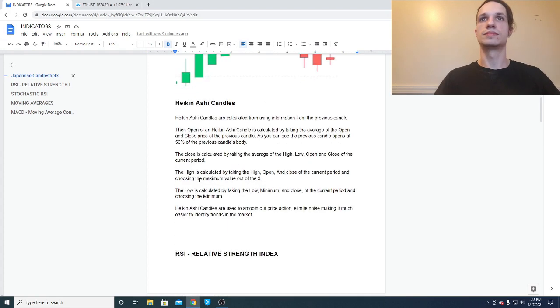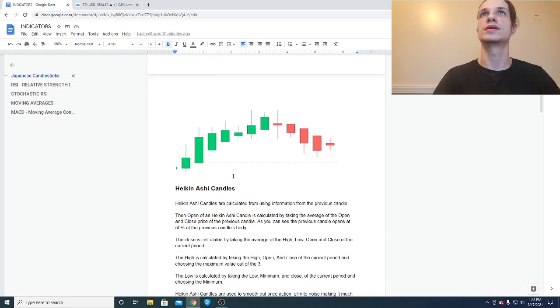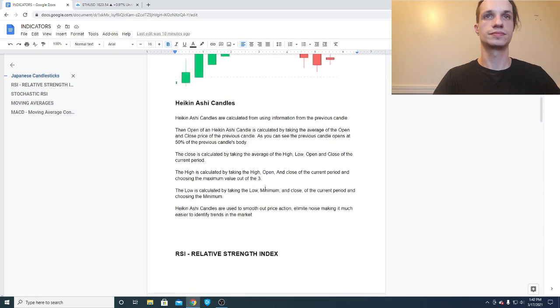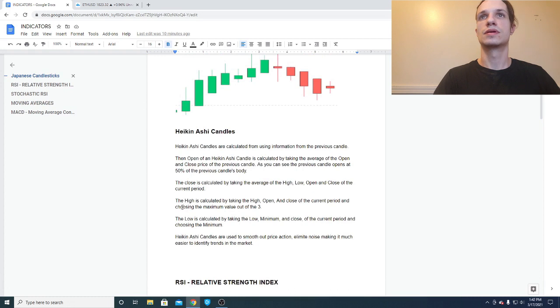Okay, you get it. The close is calculated by taking the average of the high, low, open, and close of the current period. So this would be the current period. The high, the open, the low, and the close are added up and averaged, and that is how you get where the candle closes. Remember, open, close, okay? We did that one.